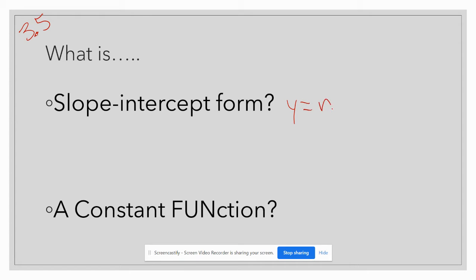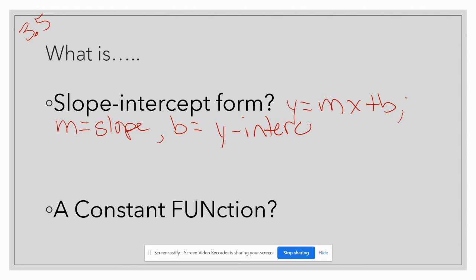Slope-intercept form is y equals mx plus b, where m is slope, b is your y-intercept. And then x and y stay in the equation as the ordered pairs that you would get for your graph.